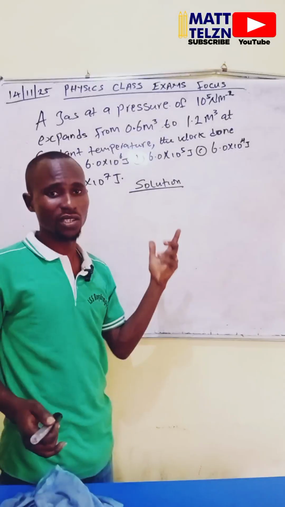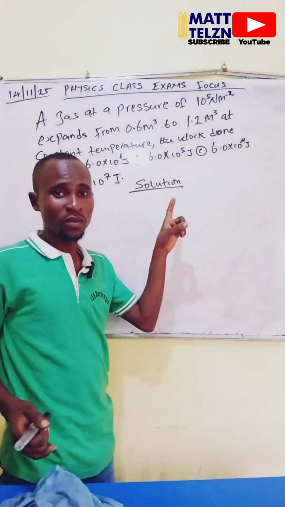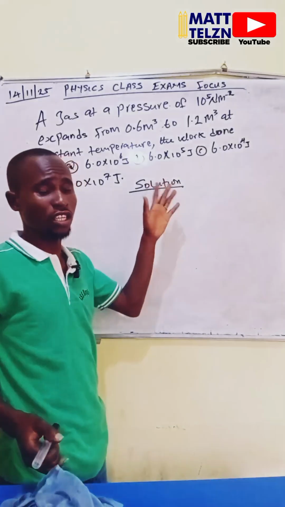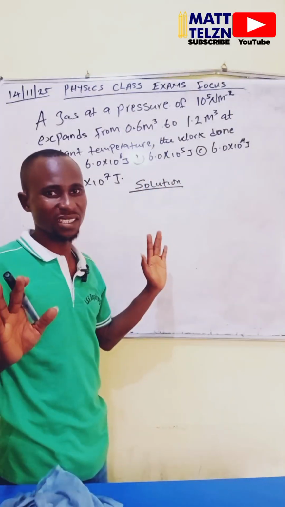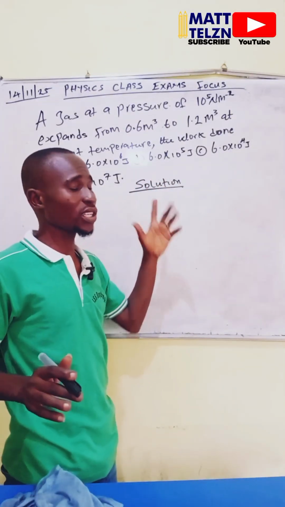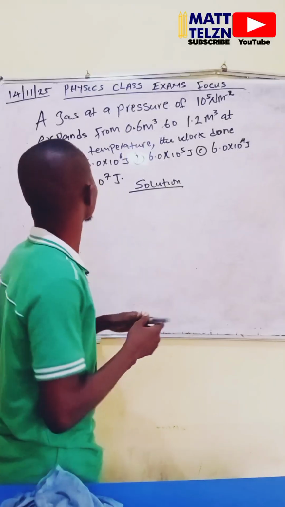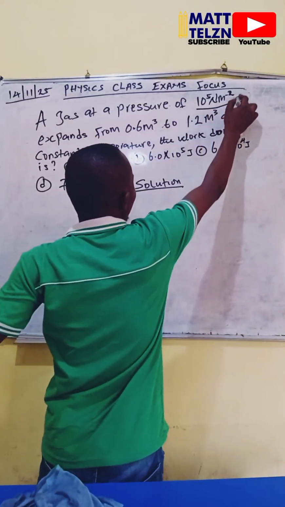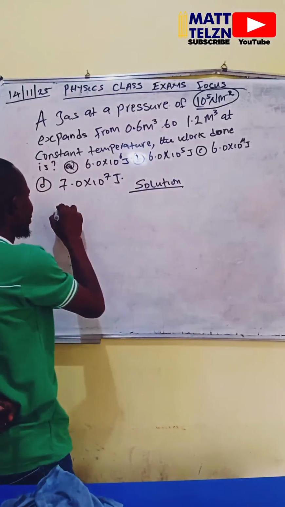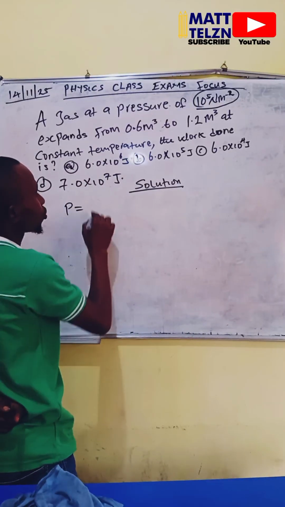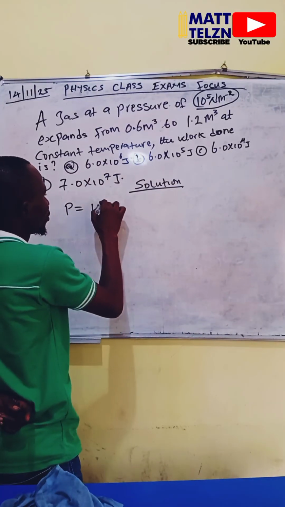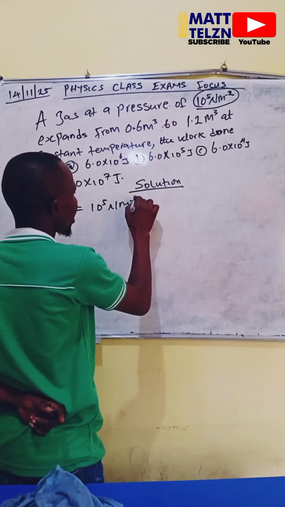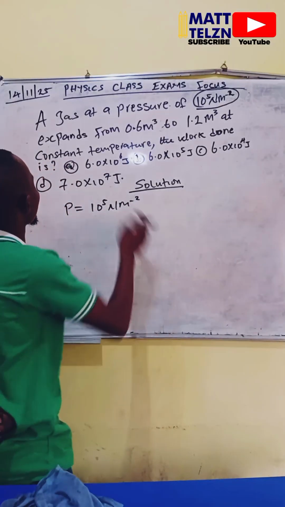The principle is very simple. Work done is equal to pressure times change in volume. That is the principle, right? So let's bring out what is given in the question. A gas at the pressure, this is the pressure here. So I have my P is equal to 10 exponential 5 Newton per meter square, right?